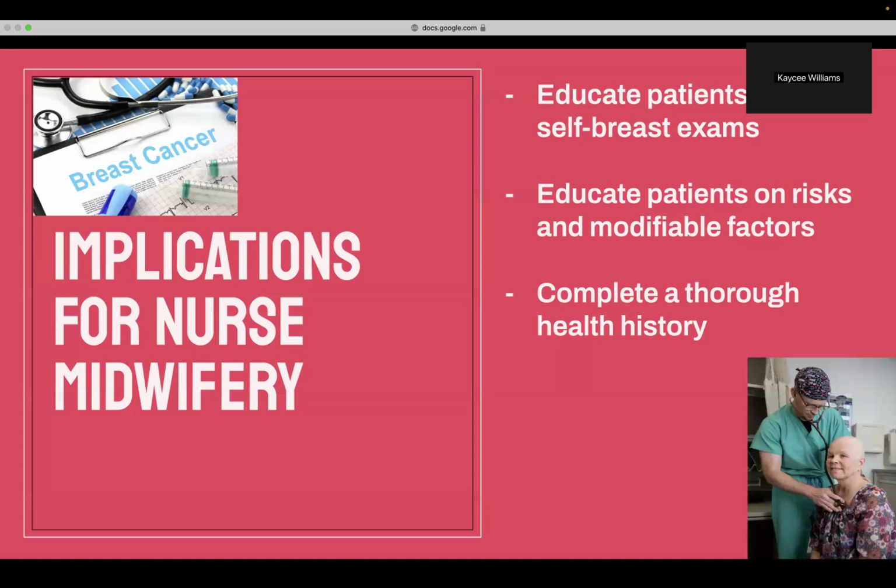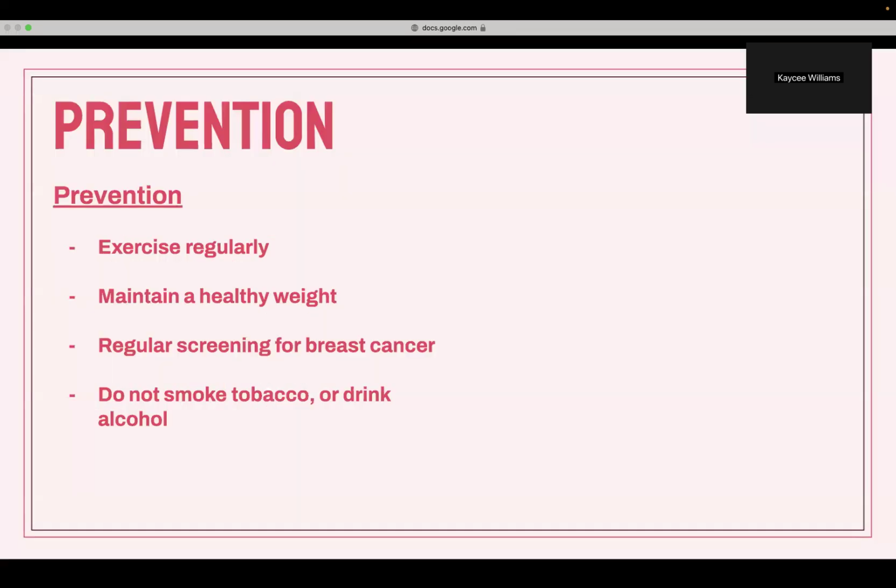Last, the nurse midwife should complete a thorough health history, understand the patient's past history and their family history, and educate those patients on the importance of keeping those routine mammograms. And prevention. Prevention can come in all different ways. You can lower your risk by exercising regularly and maintaining a healthy weight. Regular screening for breast cancer is key, and do not smoke tobacco or drink alcohol.